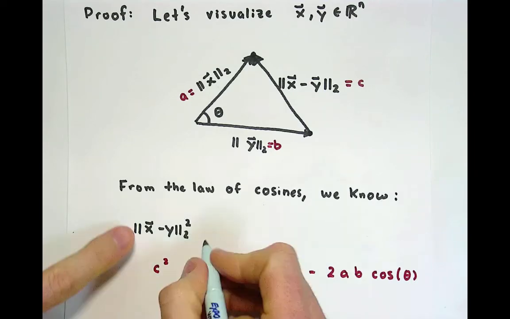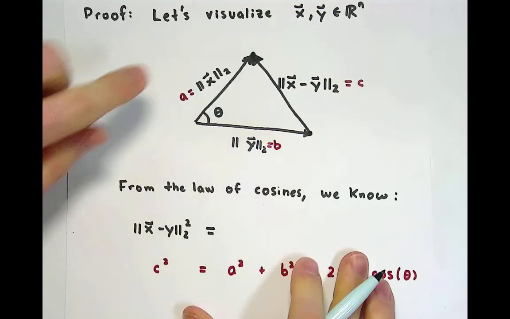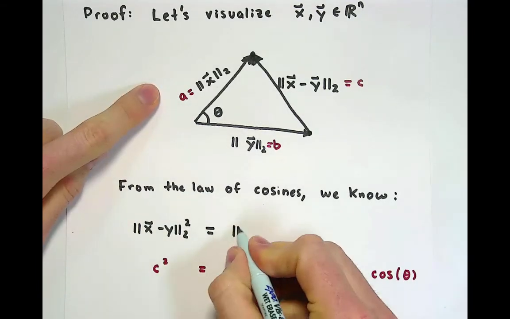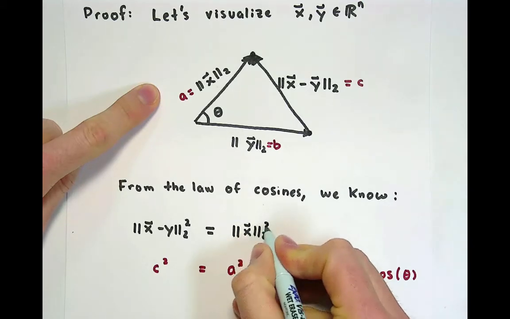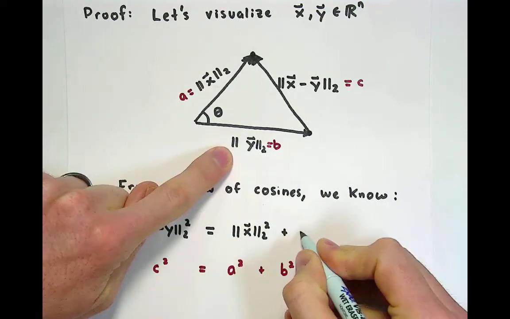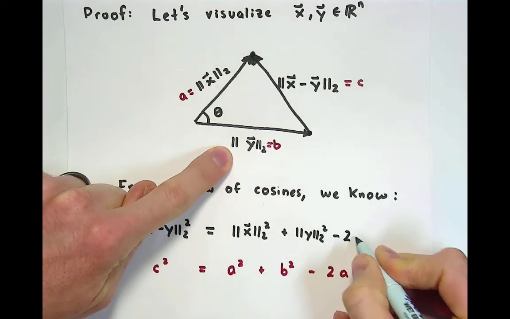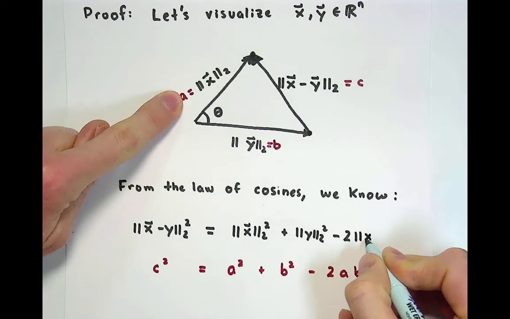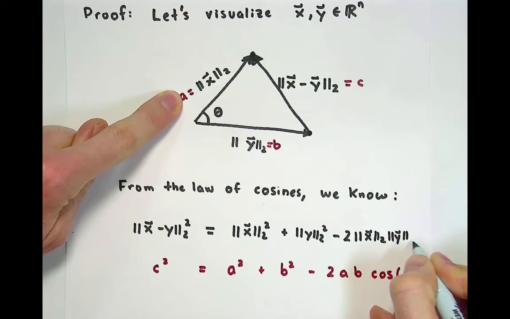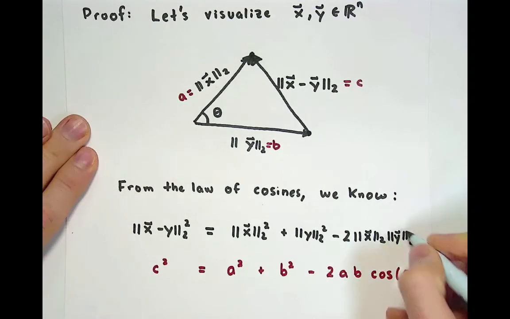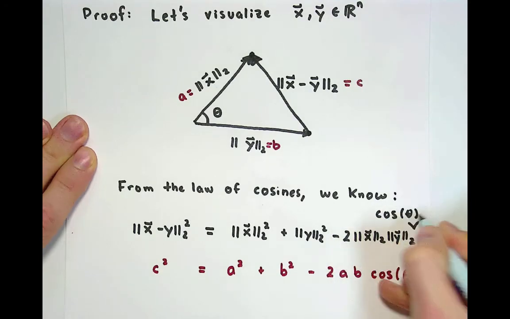Well, here we go. We know that c squared is equal to a squared plus b squared minus 2 times a times b. Oh my God, and I'm running out of room like a rookie. Oh, do you see that? Times the cosine of theta.